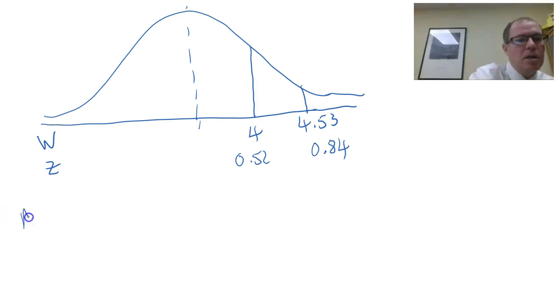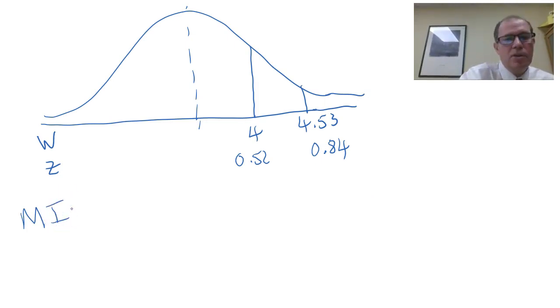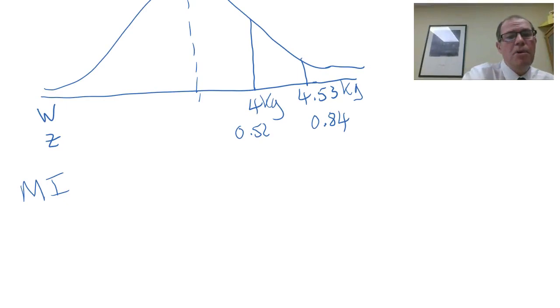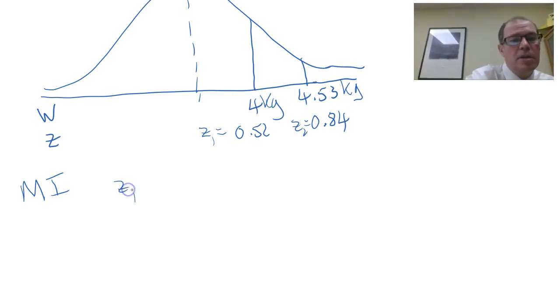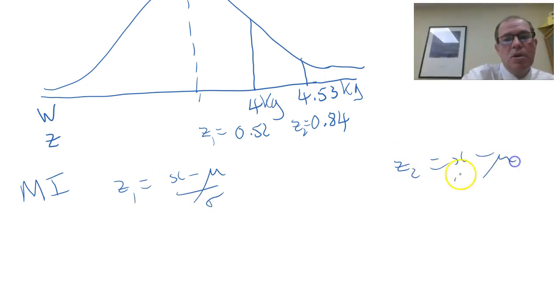So method one is I've drawn a picture there, and we know that a weight of 4 kilograms corresponds to a z-score of 0.52. I've rounded to 2 decimal places, that's fine, you're allowed to do that with z-scores. If you want to keep more accuracy, you may. And 4.53 kilograms matches to a z-score of 0.84. So we know for both of those z-scores, z1 and z2, that we can use the formula that z1 is x minus mu over sigma, and also z2 is x minus mu over sigma.